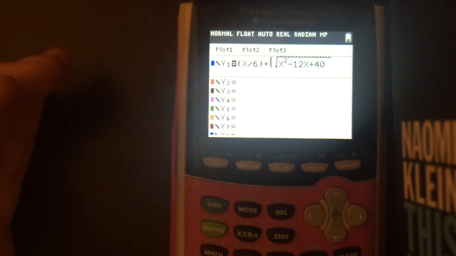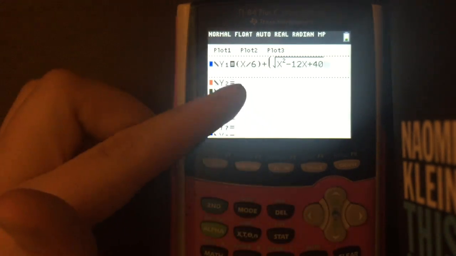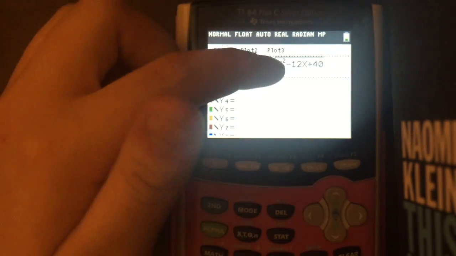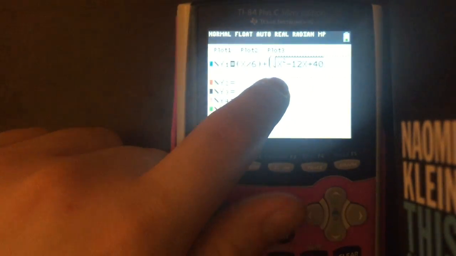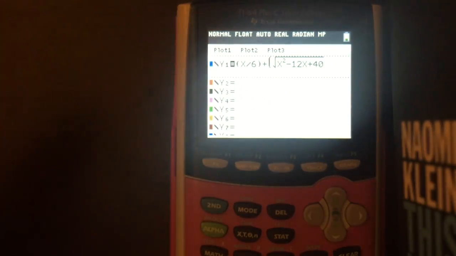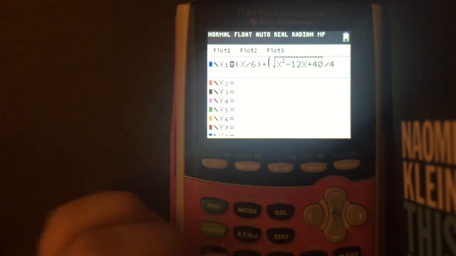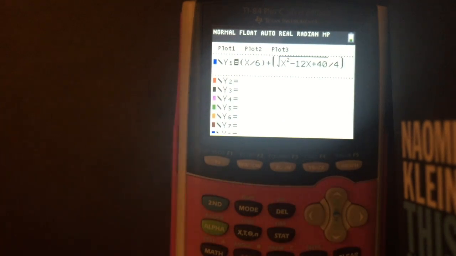Now, to finish off the square root, you have to hit the right arrow key over, because after this I have to divide by 4, but I don't want the divided by 4 to be under the square root symbol. I need the square root of x squared minus 12x plus 40, all of that divided by 4. So I have to go one over to finish my square root, and then I need to divide by 4. And then I need to close my parentheses because that is the end of that part.